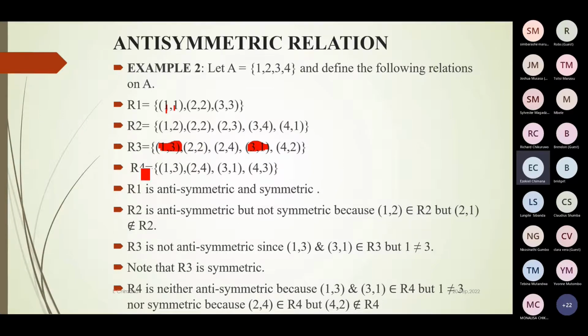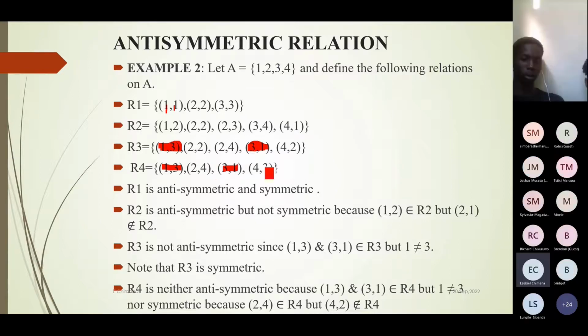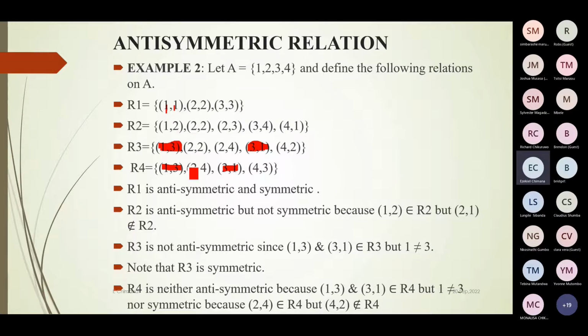Then here R4, let's check if R4 is a symmetric relation. We've got a 1, 3 here and a 3, 1, so it is not an anti-symmetric relation. We've got a 2, 4 and a 4, 3, so here it is also not a symmetric relation. Why? Because we've got this 2, 4, but we do not have a 4, 2 for it to be symmetric.